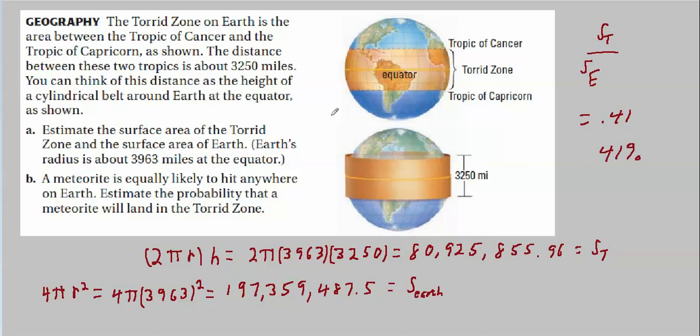Again, this was really a pretty easy problem. We just had to remember our formula for this band here, the lateral surface of a cylinder. Then we had to remember surface area for a given radius. Then we had to remember how to take probabilities. When everything is equally likely, it's just the area of the part you're concerned with divided by the entire possible area. In this case, the area of the torrid zone divided by the entire Earth's surface. Well, that's about it.